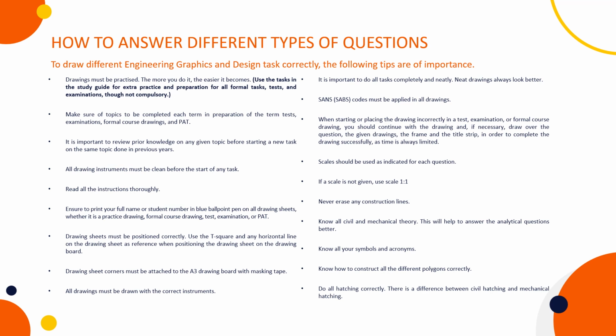Know how to construct all different polygons correctly, meaning pentagon, octagon, hexagon. Know the way to construct them. Don't use a stencil for them because you get marks when you draw them. So it's very important. And then do all hatching correctly. There's a difference between civil hatching and mechanical hatching. I hope you guys know what the difference is.